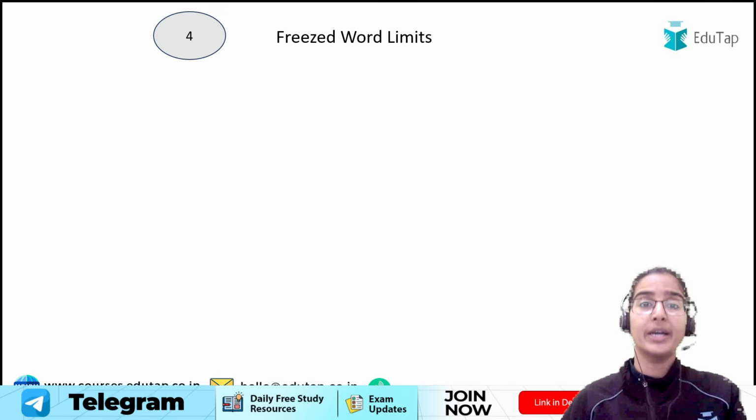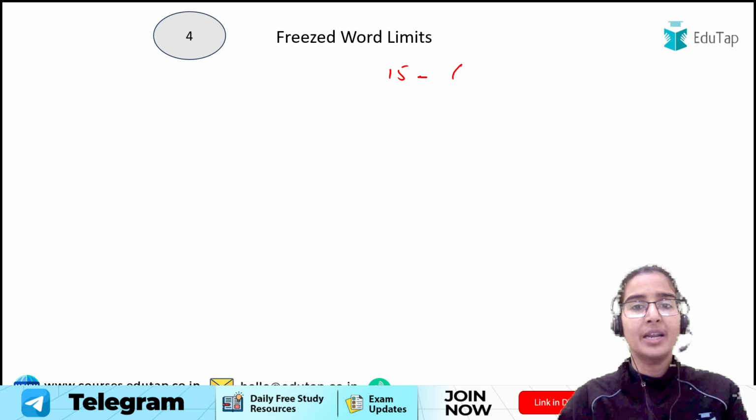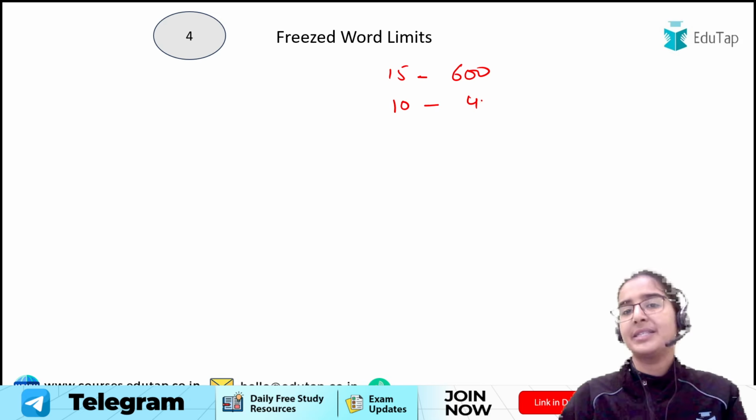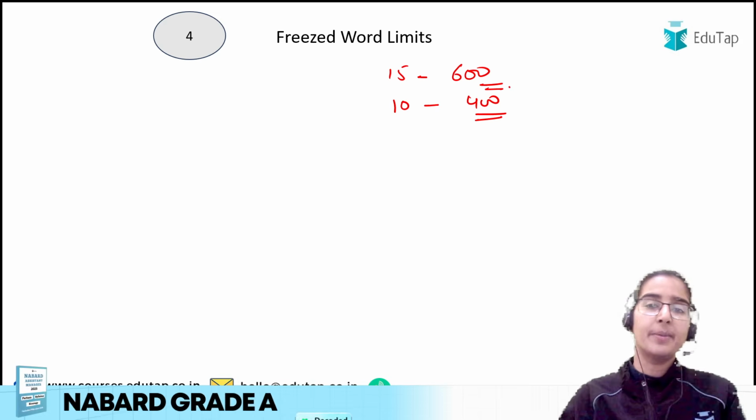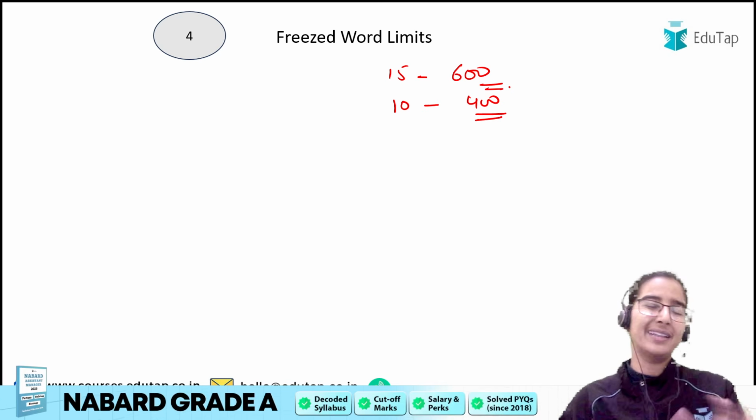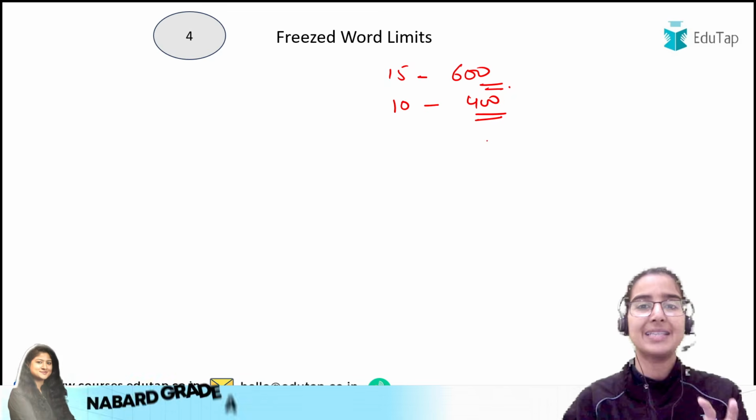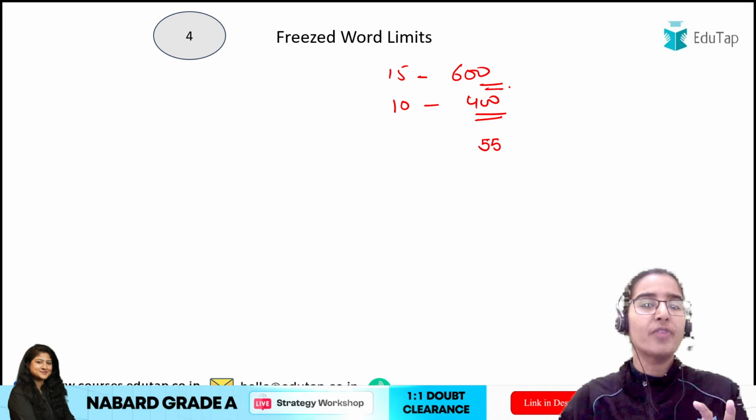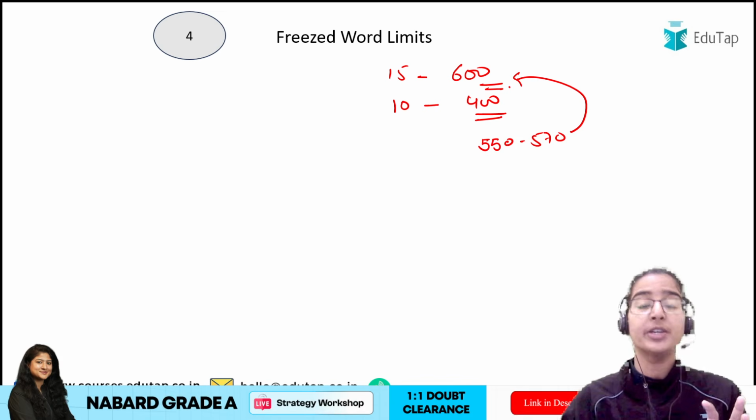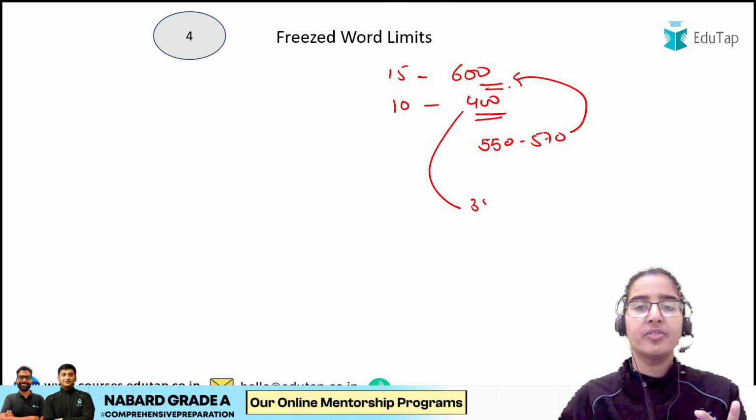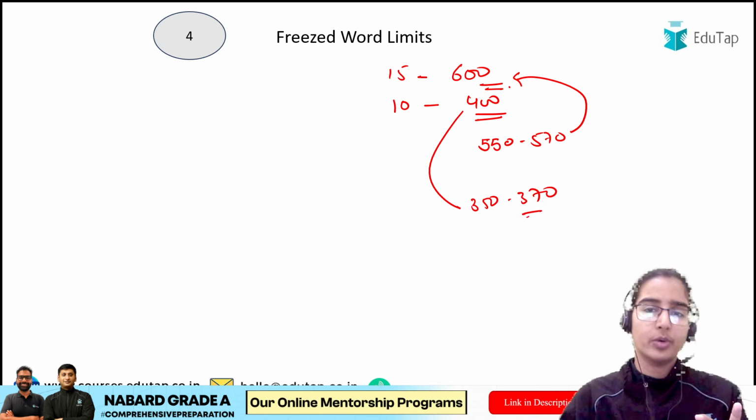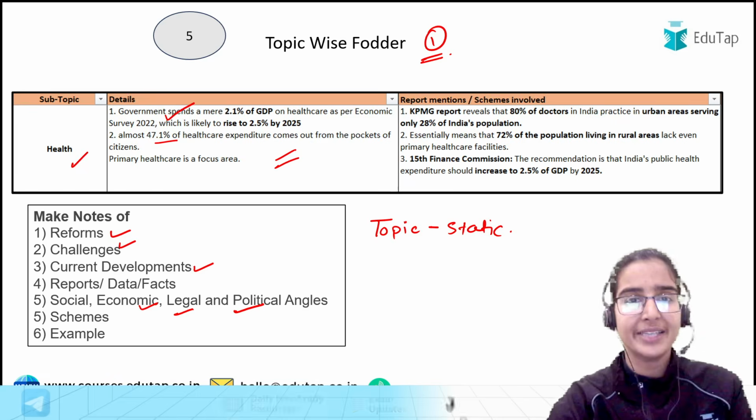Next, fixed word limits. So students, the word limits are there, right? For the 15 markers, the word limit is 600 words, and for 10 markers, the word limit is 400 words. Now again the students ask, can the word limit slightly deviate? So yes students, the word limits can slightly deviate. You can write up to 550 to 570 words in a 600 word question, and you can write around 350 to 370 words in a 400 word question. So yes, the word limits can vary slightly.